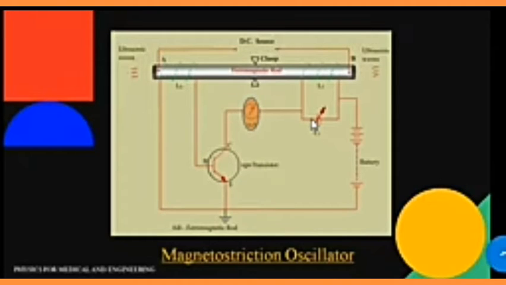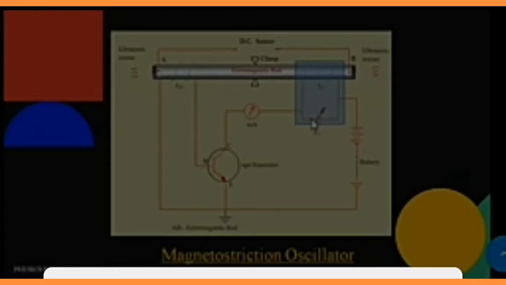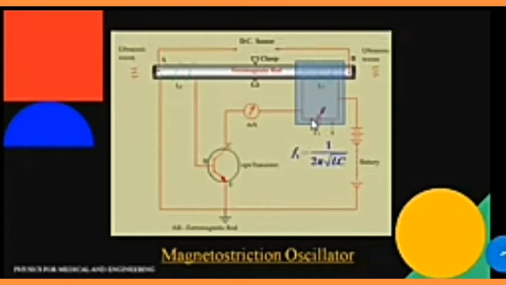Now let's see how the oscillator works. When the battery is switched on, the tank circuit is set into oscillation with a frequency of vibration given by f1 = 1/(2π√(LC)). Here L is nothing but the inductance of the coil, and C is the capacitance of the capacitor.